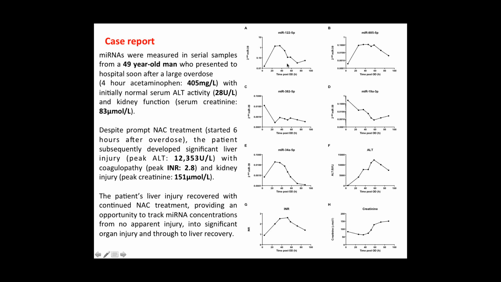And what we see, if we look at our microRNAs over time, is miR-122 going up and actually coming down quite quickly. We see miR-885 going up, panel B, but staying up longer. Interestingly, if we look at some of the microRNAs that go down, we see again in this individual patient that they fall quite substantially. And this is just showing his ALT, his INR and his creatinine. So we can see over time that microRNAs are reporting liver injury, but with different profiles.